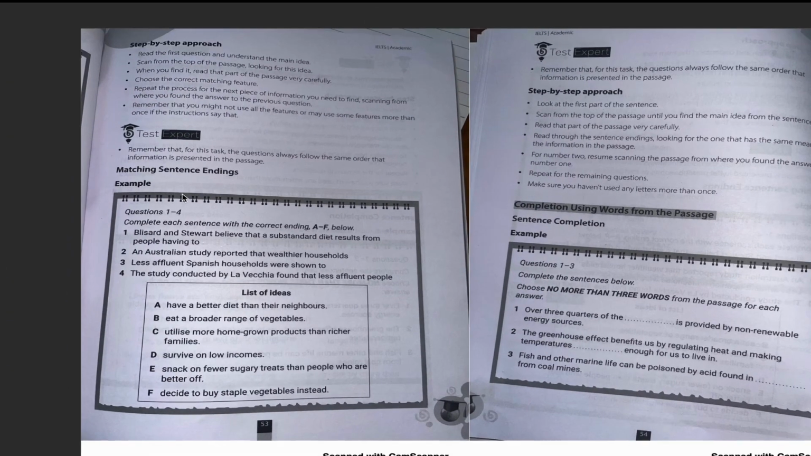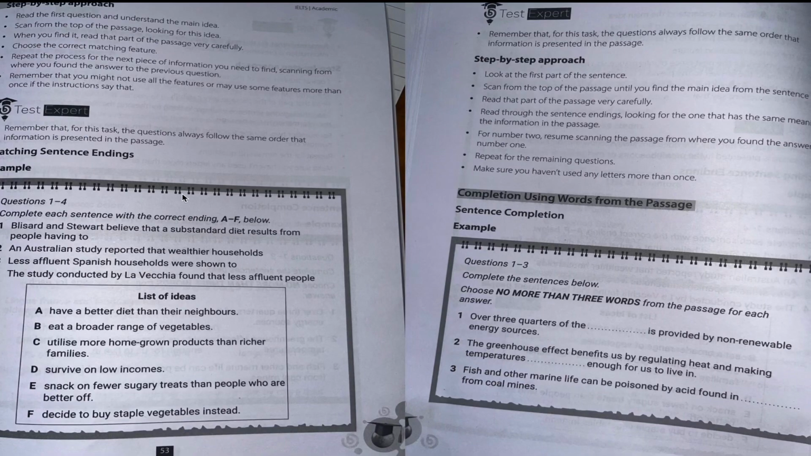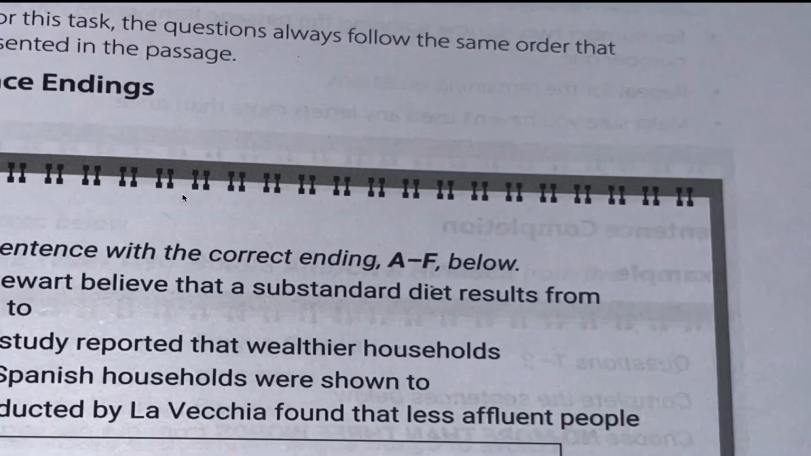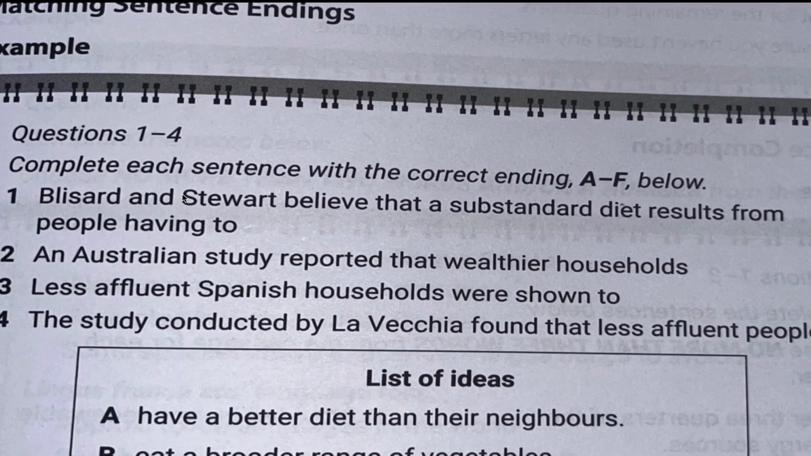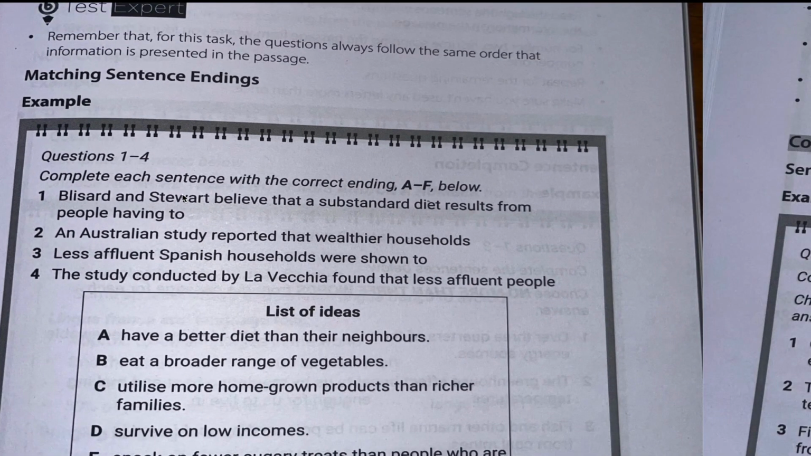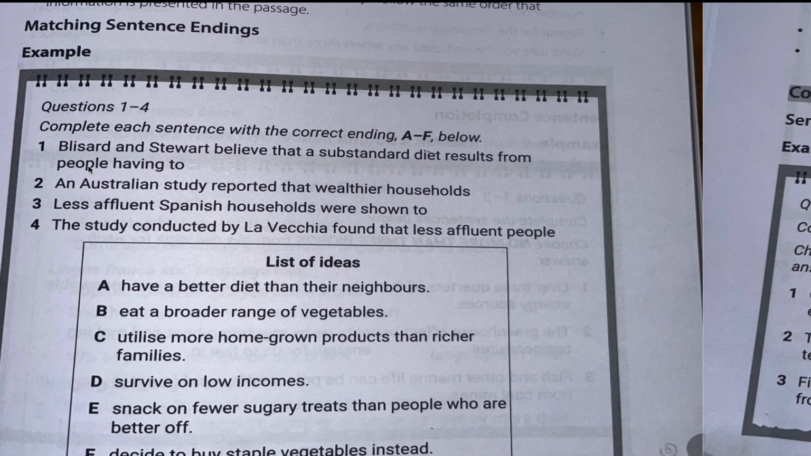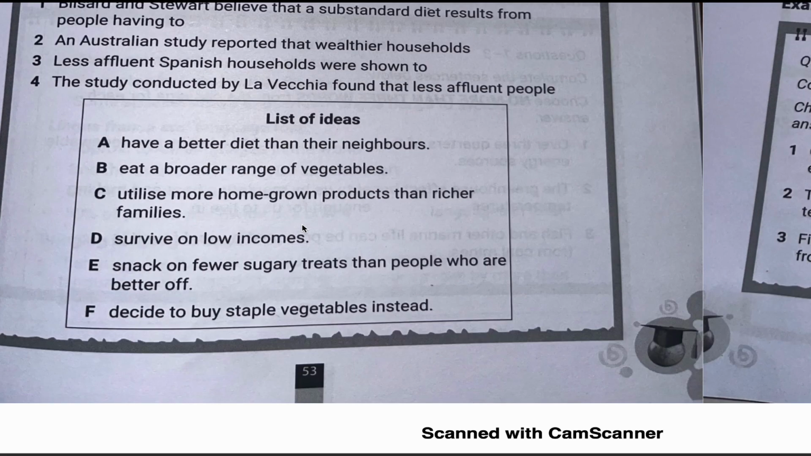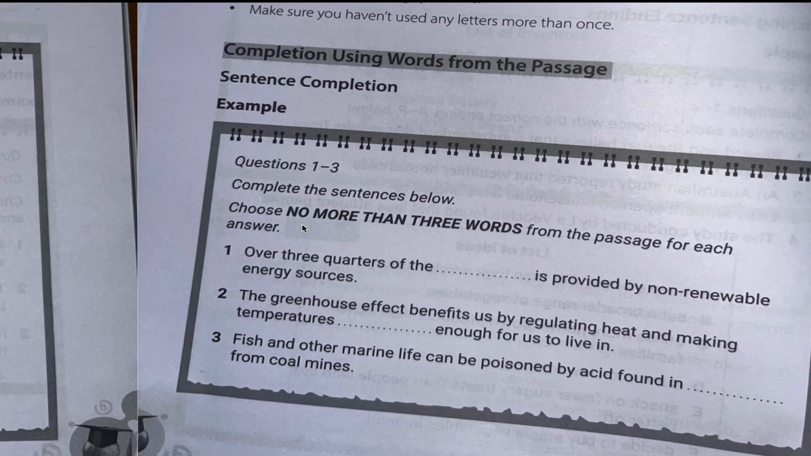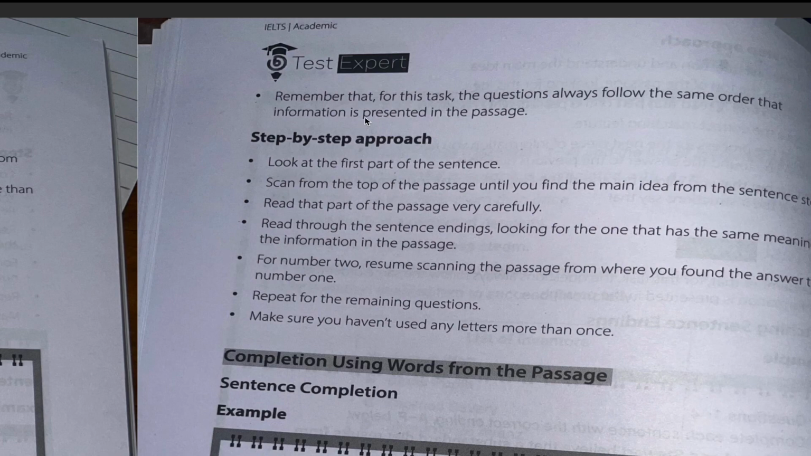Then we have something known as matching sentence endings. What do you really understand by matching sentence endings? Let's go and see that. We have to complete the sentence with the correct ending. For example, Blizzard and Stewart believe that a substandard diet results from having to eat a broader range of... whatever the answer is, let's not get into that. You complete the sentence, and the options are given in the box. Very simple, basic stuff. Remember that for this task the questions always follow the same order.